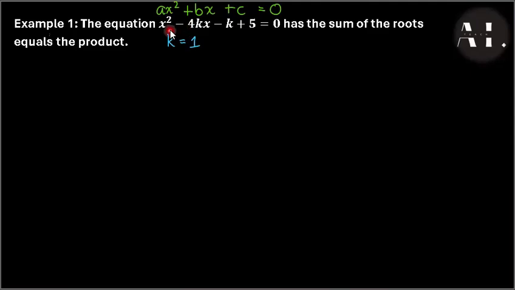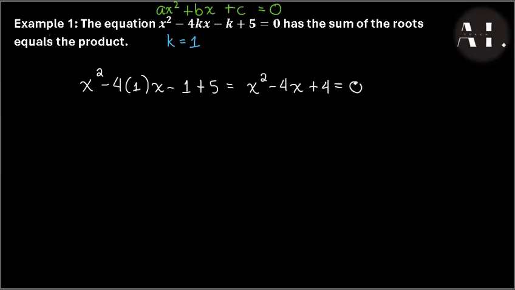So, the original equation is x squared minus 4kx minus k plus 5. Substituting k, which is equal to 1, will give us the equation x squared minus 4 times the value of k, minus the value of k, add to 5, which will then be simplified as x squared minus 4x plus 4, which is equal to 0.